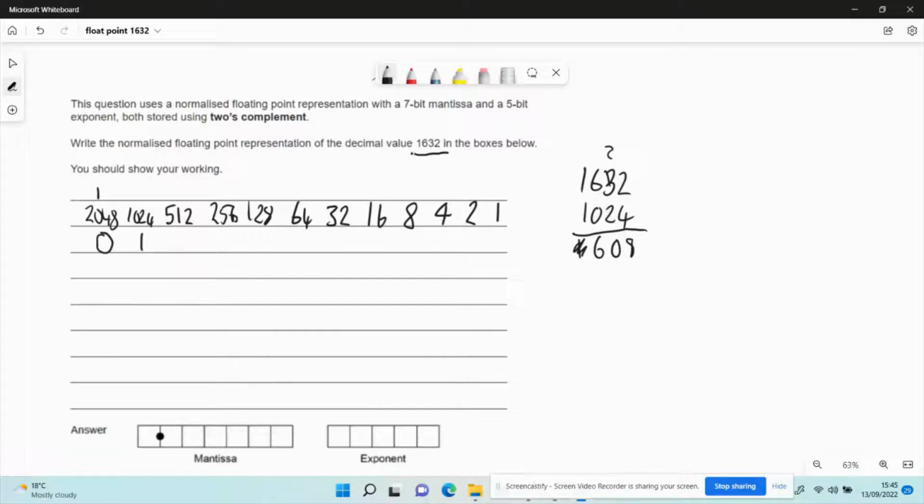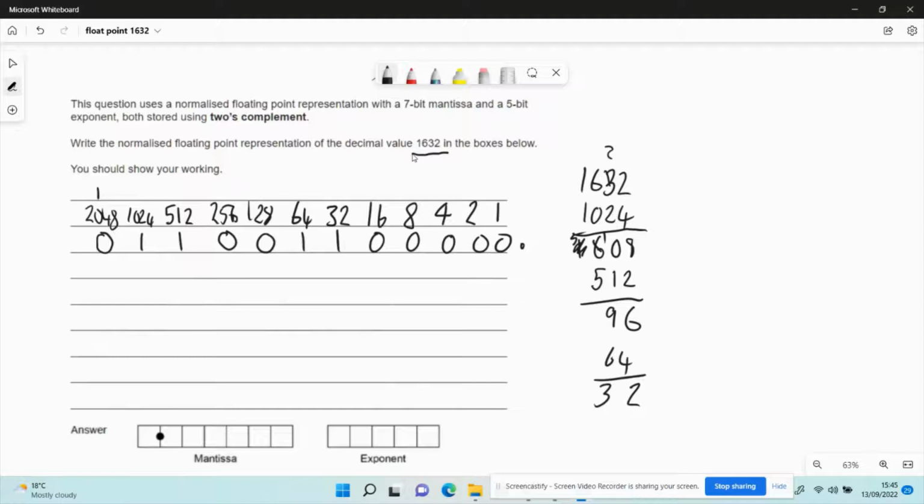So we're left with 608. So we need 1 in 512. And again, we can do our longhand. We've got 96 left. So 2 zeros and 64. And 32, and then we've come to the end. So we've decided now that our number for 1632 is 011 0011 0000.